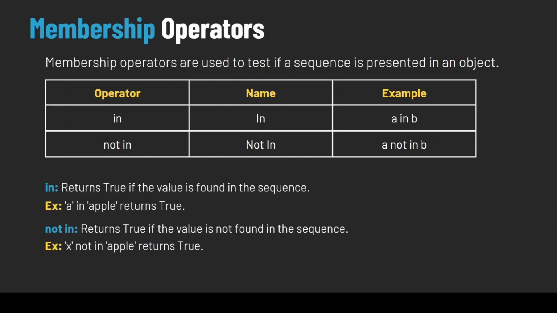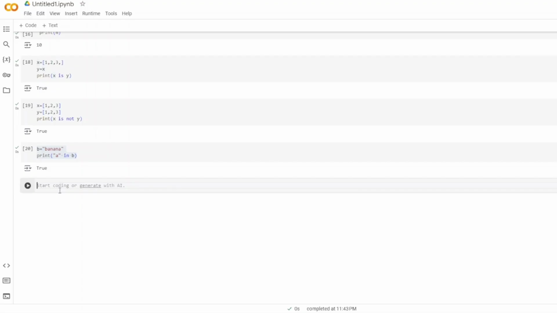Next is not in operator. Not in operator checks if the specific value is not present within a sequence. It returns true if the value is not found. For example, the expression 'x' not in 'banana' checks if the character x is absent from the string banana, since x is not found in banana. So result is true.